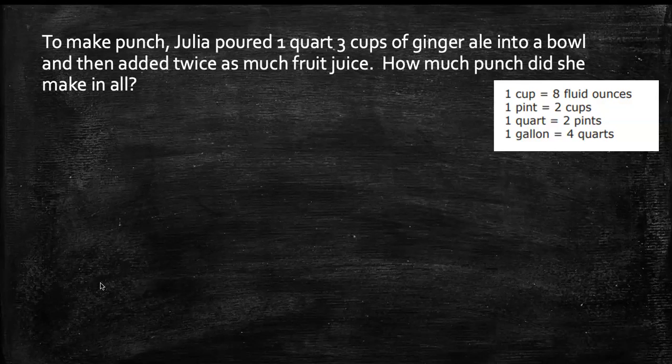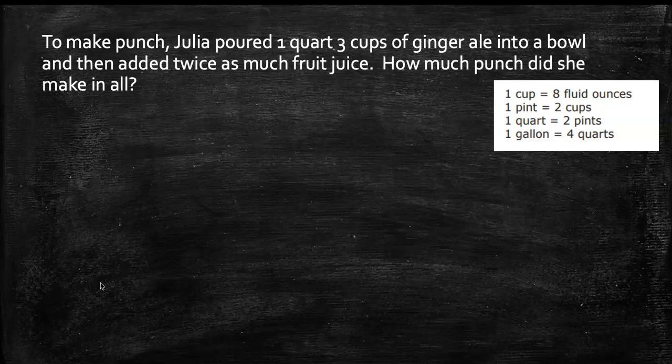To make punch, Julia poured 1 quart, 3 cups of ginger ale into a bowl and then added twice as much fruit juice. How much punch did she make in all? Wow, that's some information to be putting there. I did put the picture of the reference sheet, so if we forgot how much quarts and cups and those types of things are, we have that picture to help us. So in order to attack this word problem, I now know that Julia is going to make some punch. She added some ginger ale, she added some fruit juice, and I need to know all the ingredients that she put together.